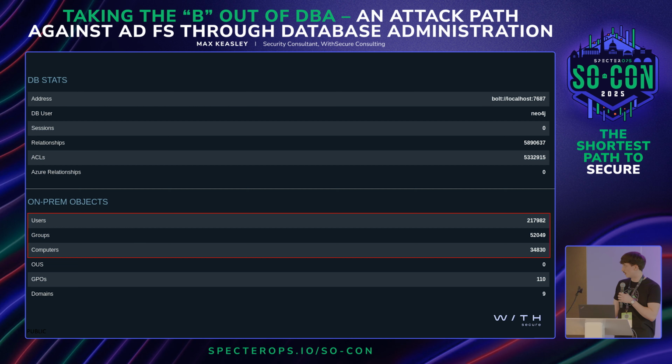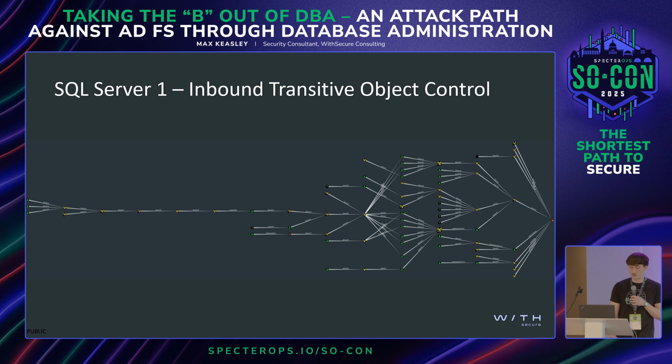Here's a bit of information in the legacy Bloodhound view of the domain. It had roughly 200,000 users, 50k groups, 35k computers. So it was like a small, medium-sized production domain. There were a lot of objects that had inbound transitive object control over the SQL servers. So a lot of paths that an attacker, if they were in the right positioning, could take over one of these configuration stores.